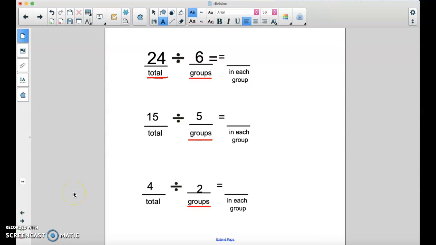Hopefully this helped you a little bit. I want you to draw out these problems and try to draw the circles and the tallies or the circles and dots because they seem to be a little bit easier. If you have more questions, please let me know and I will try to answer them.